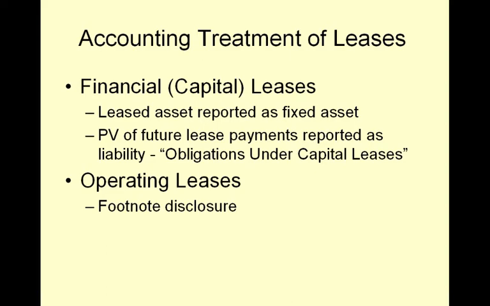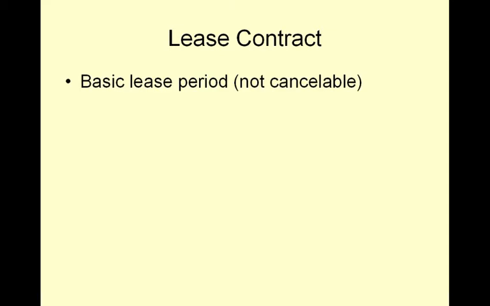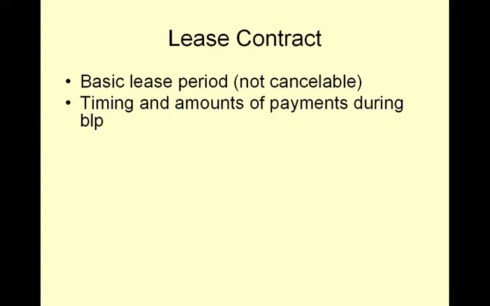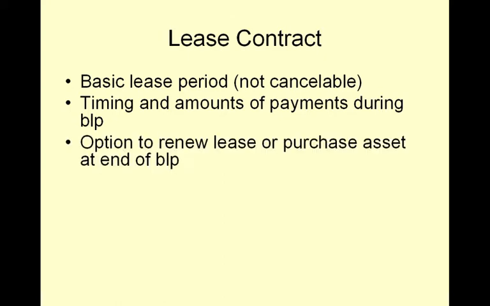A lease contract will contain many terms and conditions. Below are issues dealt with in nearly all lease contracts. The contract will specify a basic lease period during which the lease is typically not cancelable. The contract will specify the timing and amounts of payments during the basic lease period. The contract will typically indicate whether the lessee has an option to renew the lease or purchase the asset at the end of the basic lease period.